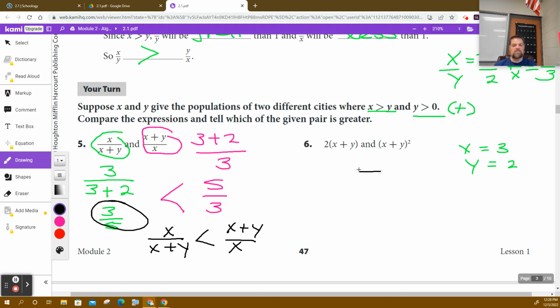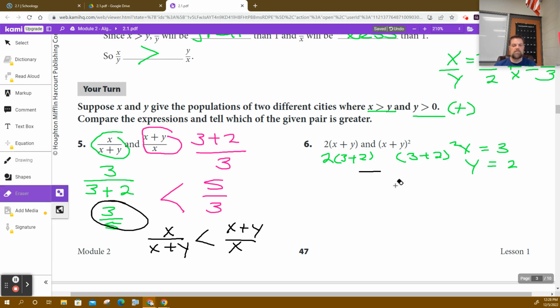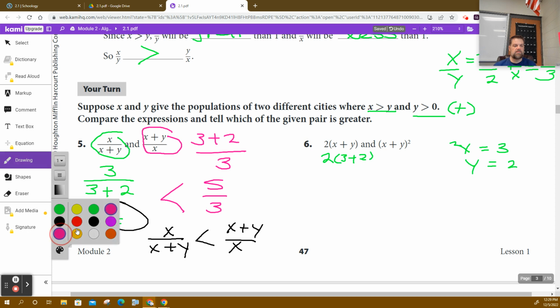And you could do the same thing here, right? So we're going to compare on this side. I'm going to distribute this 2 through the parentheses. So I'm going to say that 2 times 3 plus 2. And I'm going to compare that to 3 plus 2 squared. Okay? Actually, I did that wrong. Let's draw these in different colors so you guys know I'm doing different colors. So this should be 3 plus 2 squared. So this is this expression, and I'm comparing it to this expression.